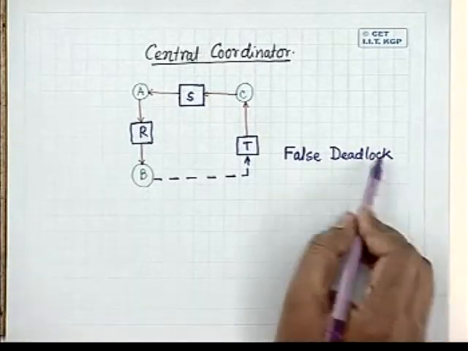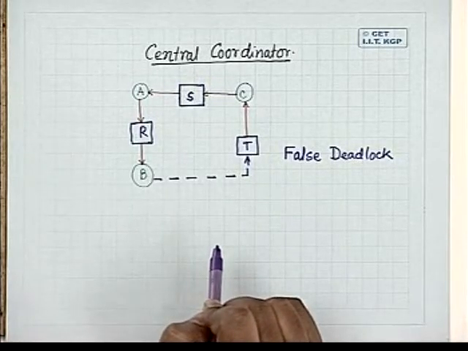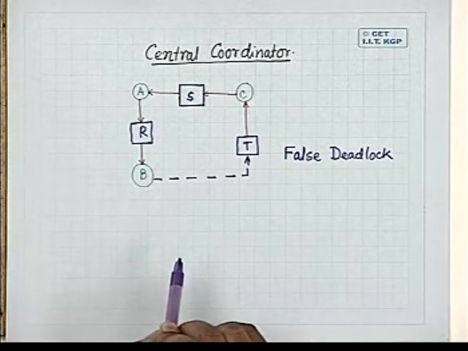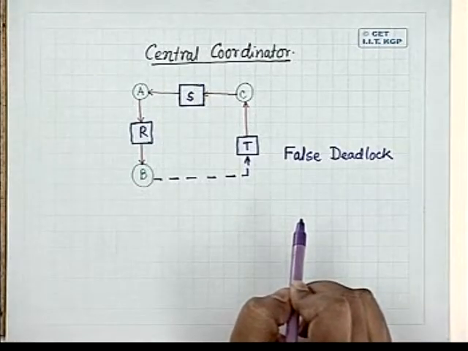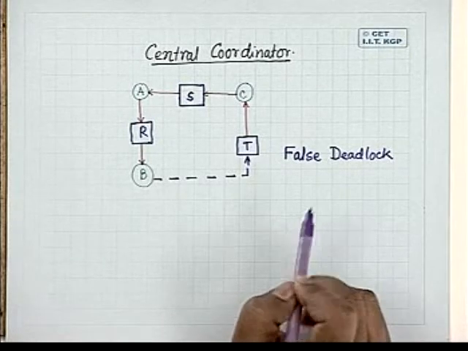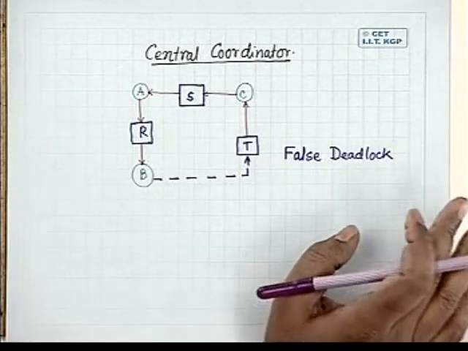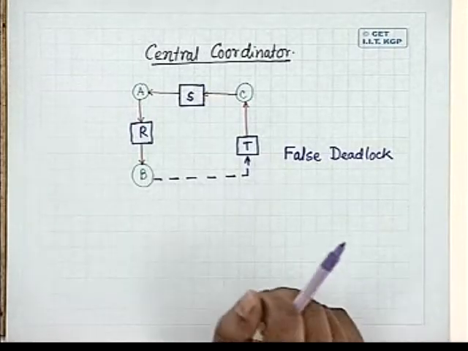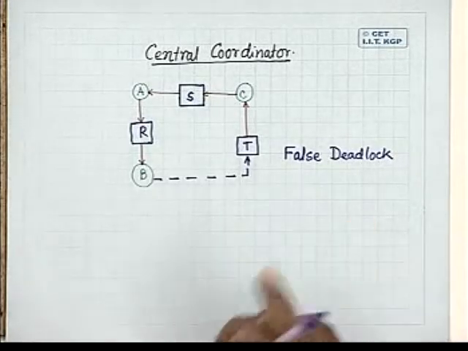Naturally we don't want this false deadlock to occur in a system. So you have to think of how to avoid this false deadlock. To avoid it, the approach taken is that you maintain a global clock. Every machine in this distributed environment will have a global clock. Whenever a message is sent from any of the machines to the central coordinator, the message will be sent along with a timestamp, and the timestamp is generated by the global clock.